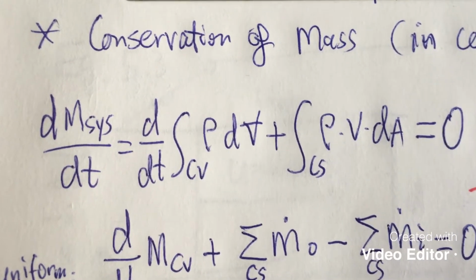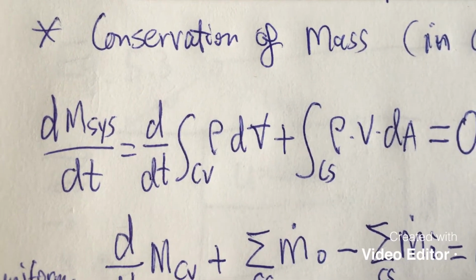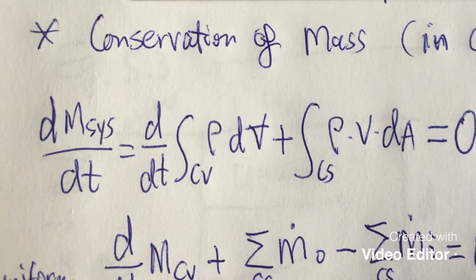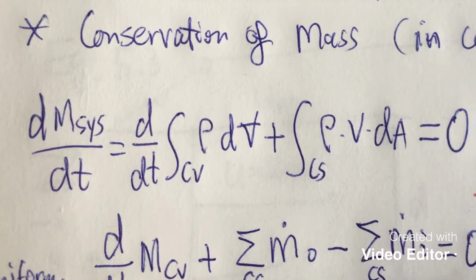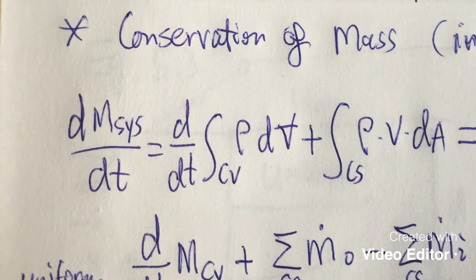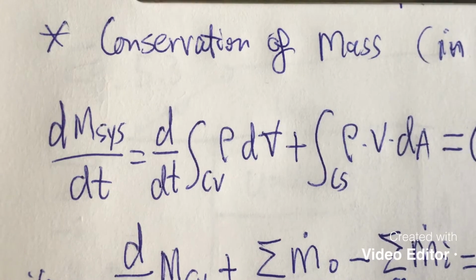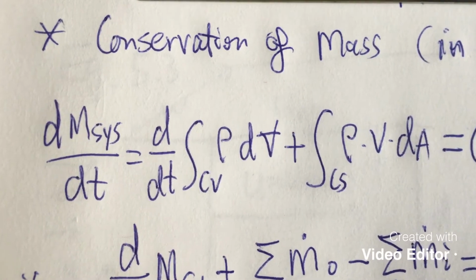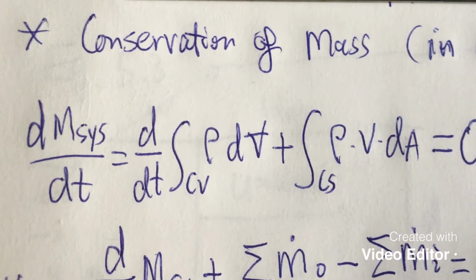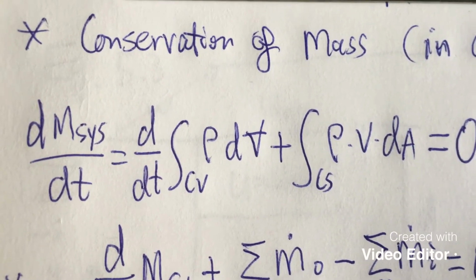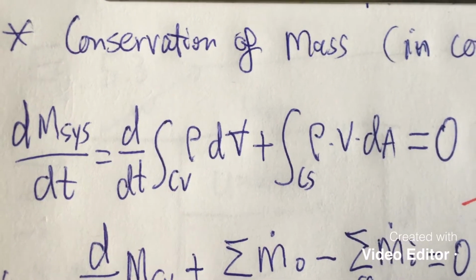Okay, so this is the general equation. It looks like it has derivatives and integration. Let's look at each term one by one. The first one is dm_sys/dt. That means the change of the total mass in the system with respect to time, the time derivative. So it's the time rate of change of the mass in the system.